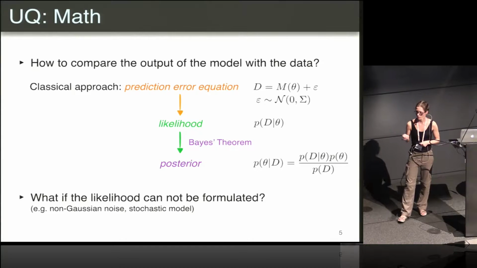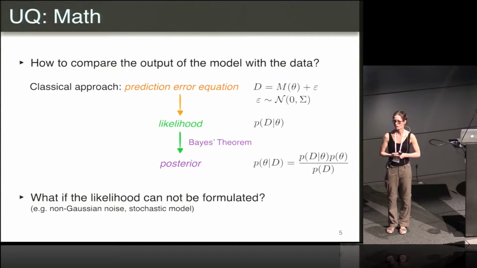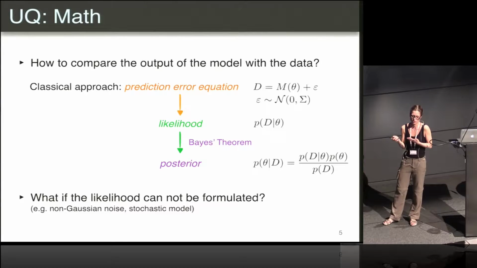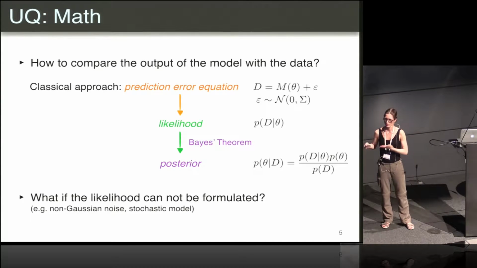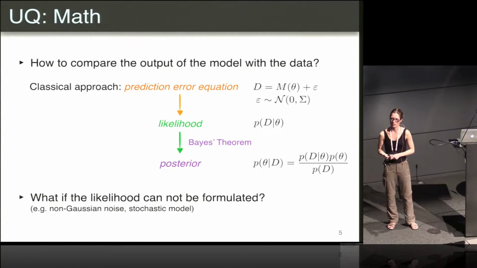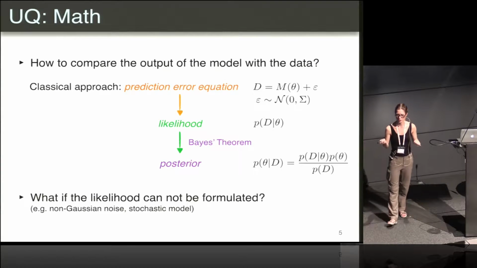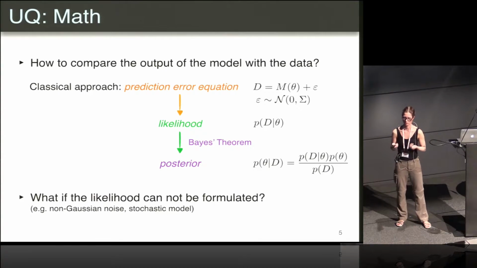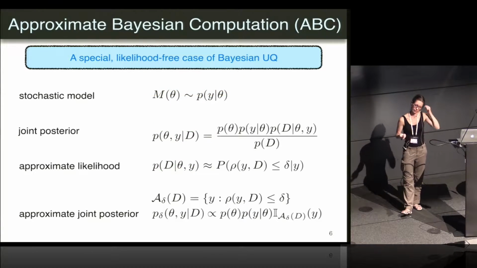But in my work, we will particularly address the question, what happens if the likelihood cannot be formulated? It happens, for example, in the case of stochastic models, so we don't know what exactly the distribution is. By stochastic, I mean that if you feed it the same bunch of parameters, it gives you different results. And if we don't know what exactly is the probability of obtaining an outcome y given the parameters theta, then we cannot formulate the prediction error equation, and we go to a more generic framework of approximate Bayesian computation, which is the next slide.